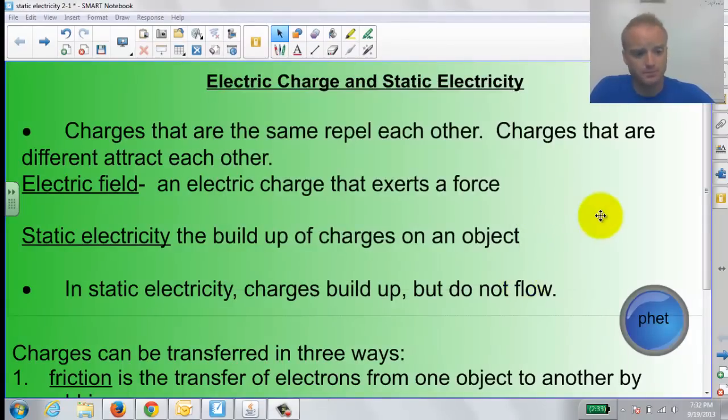Now, and this is the idea of static electricity, the buildup of charges on an object. So in static electricity, charges build up but do not flow. They're in one place. They're building up on the object, not flowing from place to place.